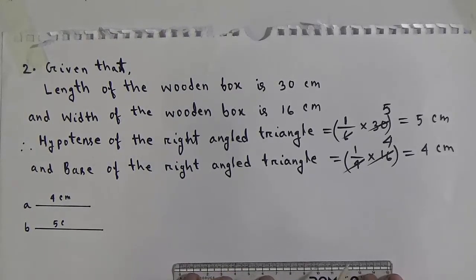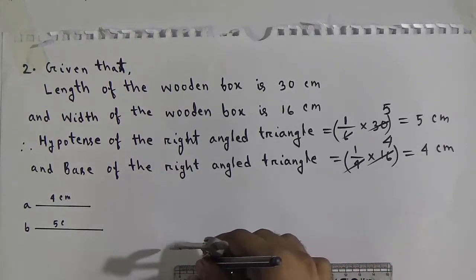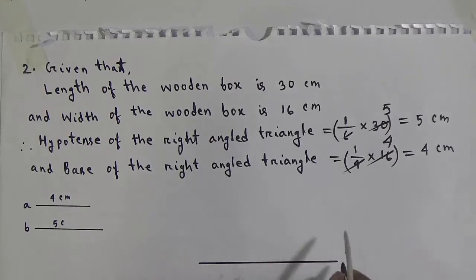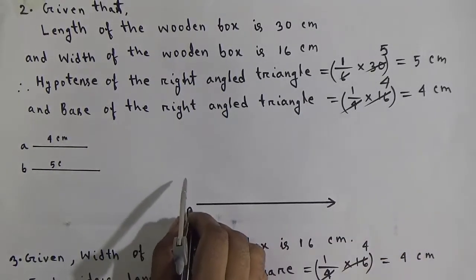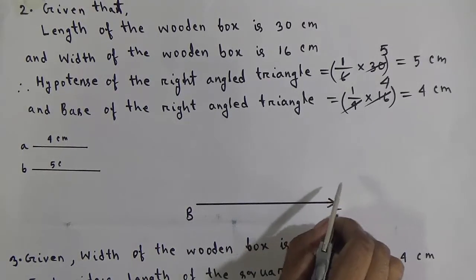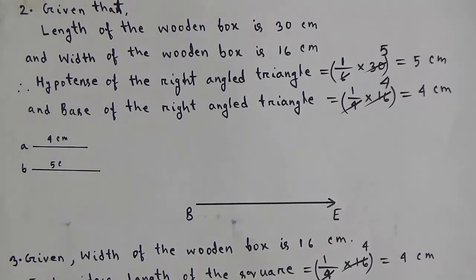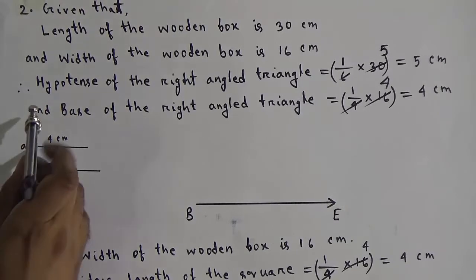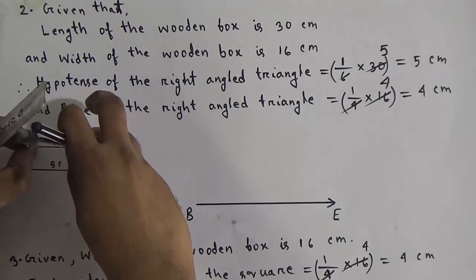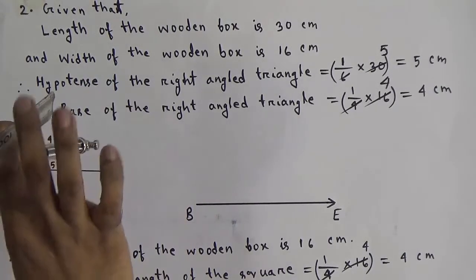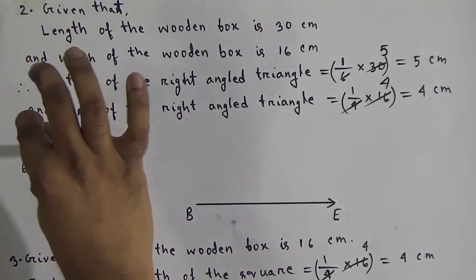At first we will draw a ray which name is BE. Now we'll cut a line segment from BE which name will be BC, and the length of this line segment will be equal to the base a equal to 4 cm. That means we'll take a radius equal to a, that means 4 cm. At first, using a scale, I have drawn this 4 cm line segment.